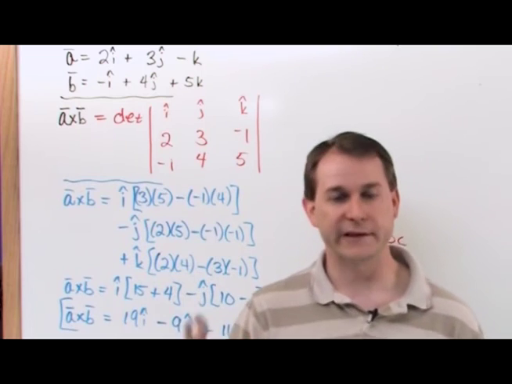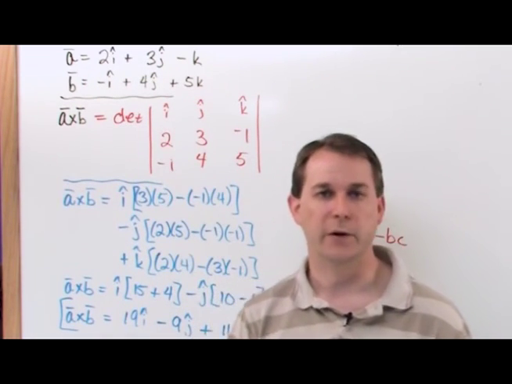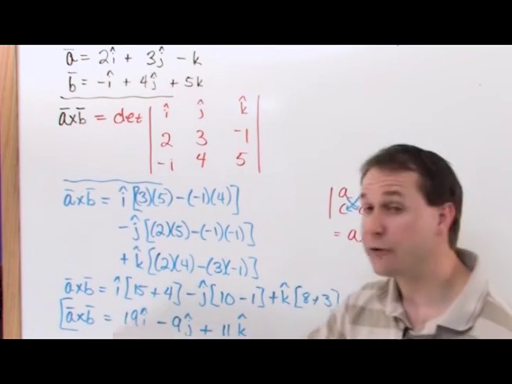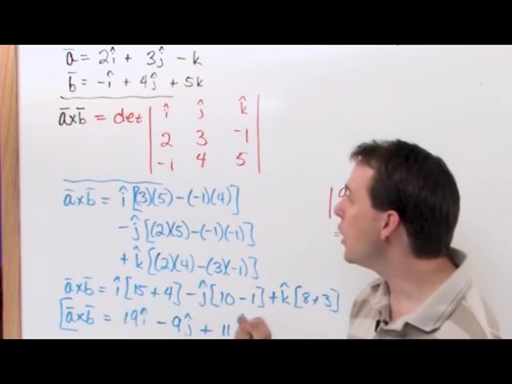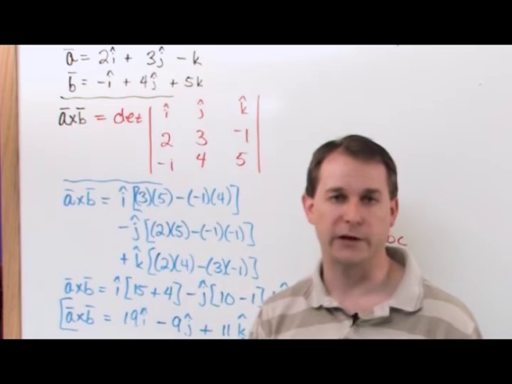What if the problem actually said on your test, here's A and here's B, calculate the angle between the vectors? Well, you have to know how to do that. So now that we know what the cross product is, we've calculated that, and we know how to calculate the magnitude of A and the magnitude of B. We've done that before.